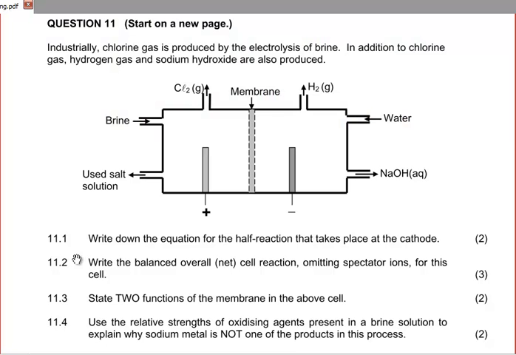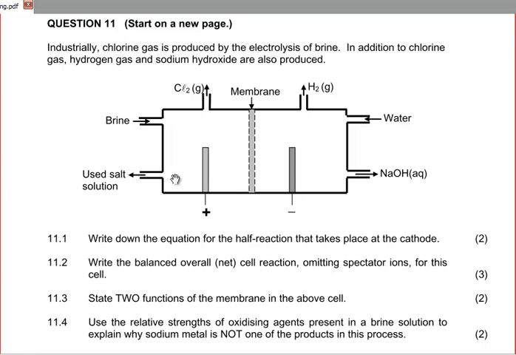Then the next question says, state 2 functions of the membrane in the above cell. Here we're having our membrane there. As we can see, it separates the 2 electrodes. So the first function, we understand that it prevents the mixing of the products which we are producing here. So that's why we have that particular membrane, right?